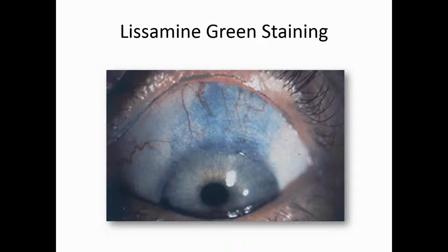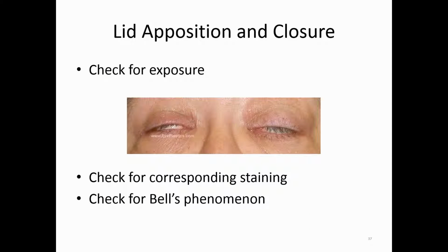So fluorescein staining is important. Lissamine green is great. Lissamine green staining is great for showing keratinized tissue, but also for highlighting the line of Marx, which is the buildup of epithelial tissue over the mucocutaneous junction, or caused by the mucocutaneous junction.